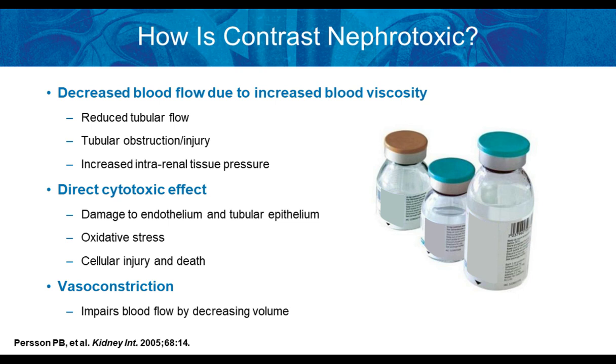Now, how is contrast nephrotoxic? Contrast results in decreased blood flow to the kidney due to the increased blood viscosity with the contrast sitting in the bloodstream. It reduces the flow through the tubule in the kidney and can actually cause tubular obstruction and injury, and that results in increased intrarenal tissue pressure. There is also a direct cytotoxic effect. The contrast actually harms the endothelium of the tubule, creates oxidative stress, and thus cell death and injury. It also creates vasoconstriction that impairs blood flow to the kidney.